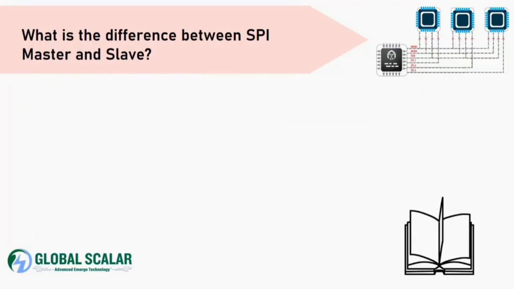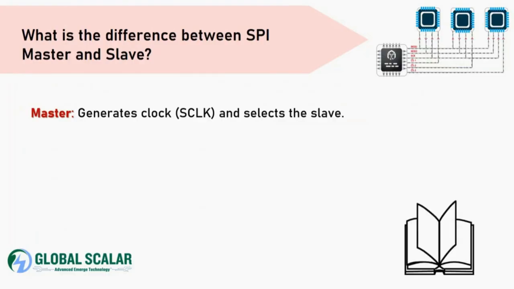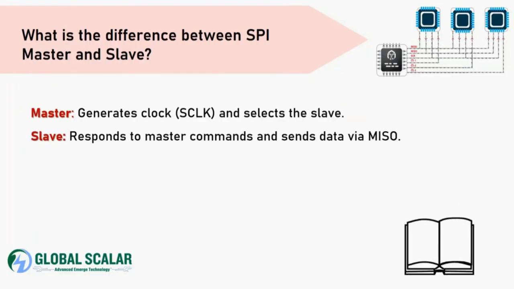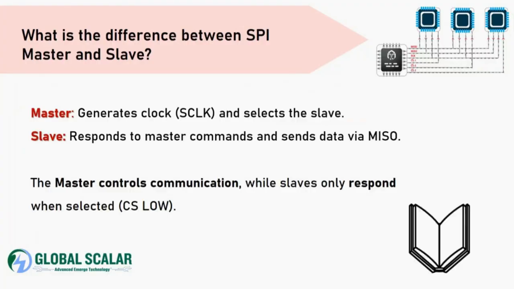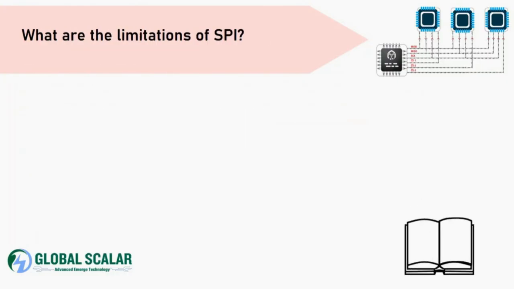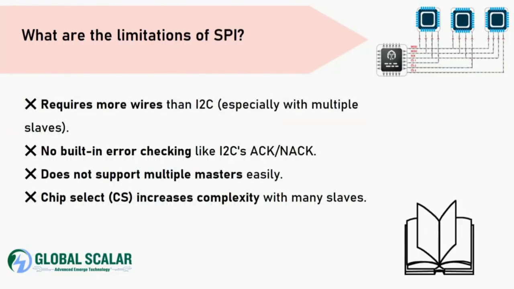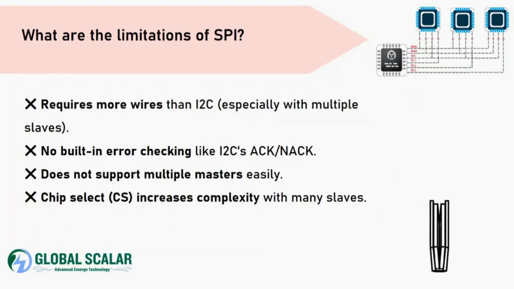What is the difference between SPI master and slave? The master is the one who generates the clock and selects the slave. The slave is the one who responds to the master's command, receives the data, and sends data via MISO. The master controls the communication, while the slave only responds when it is selected. What are the limitations of SPI? It requires more wires than I2C and has no built-in error check.